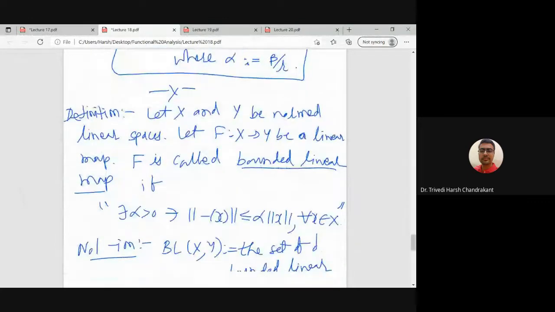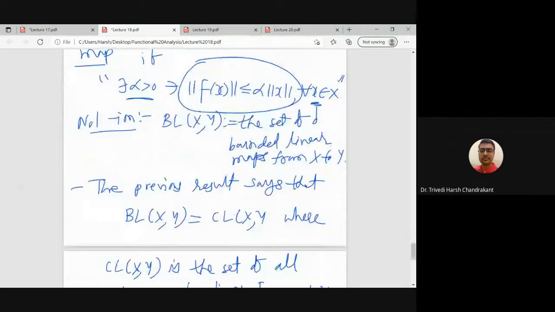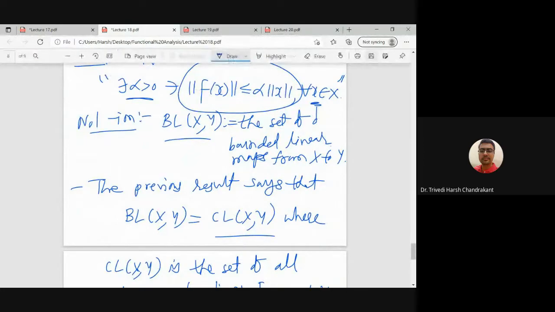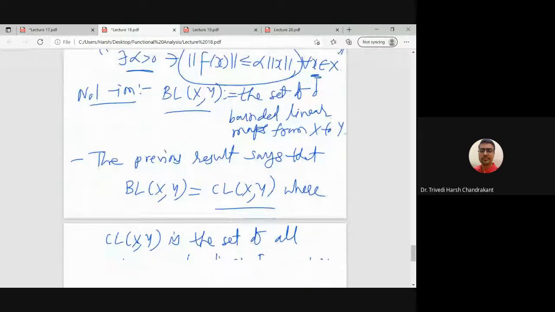So we define what is the definition of a bounded linear function. A function is bounded linear if there exists a positive number alpha such that every x satisfies this property. And we define the notation for all bounded linear functions, and similarly we have the notation for all continuous linear functions. So throughout this course we are going to study the continuous functions which are mostly linear functions.